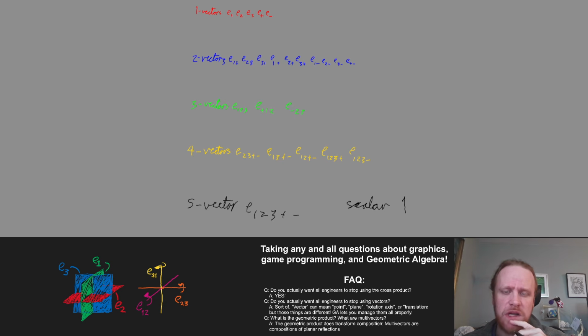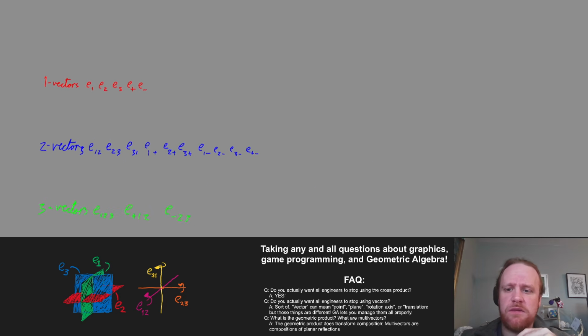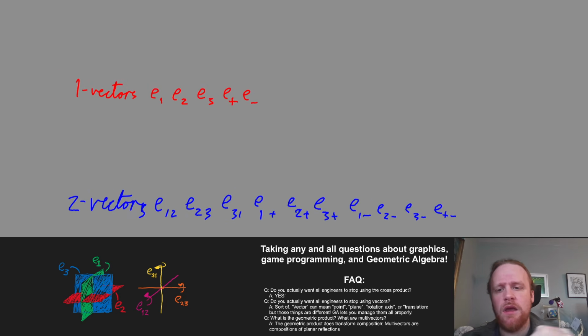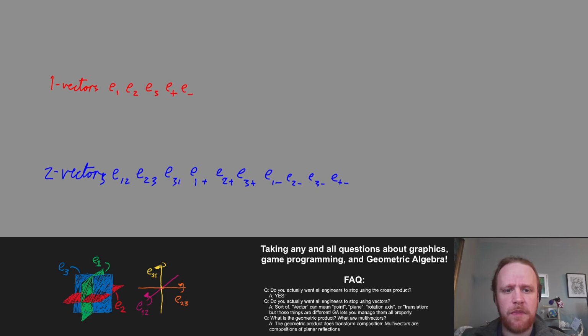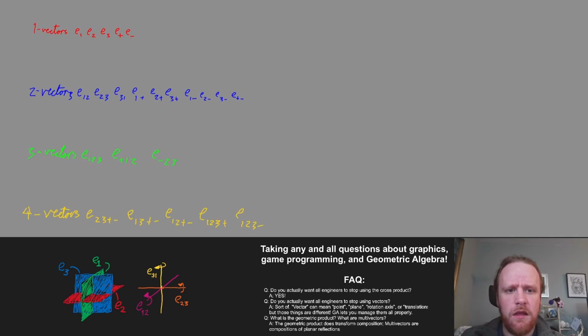Let's start with the 1 vectors. What do these look like? Well, here's a 1 vector, E1. No, E1 looks like this. It's a planar reflection.